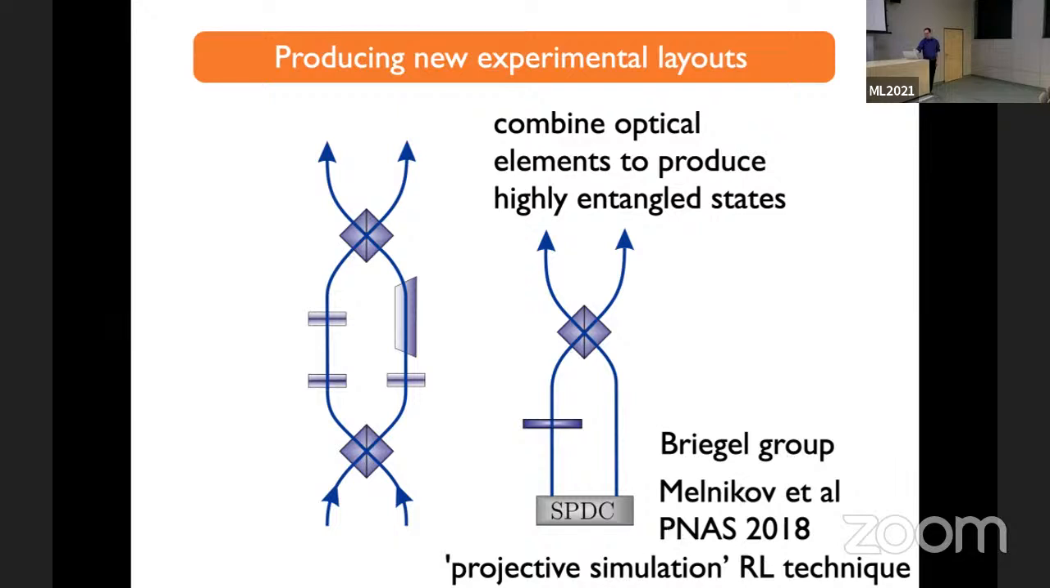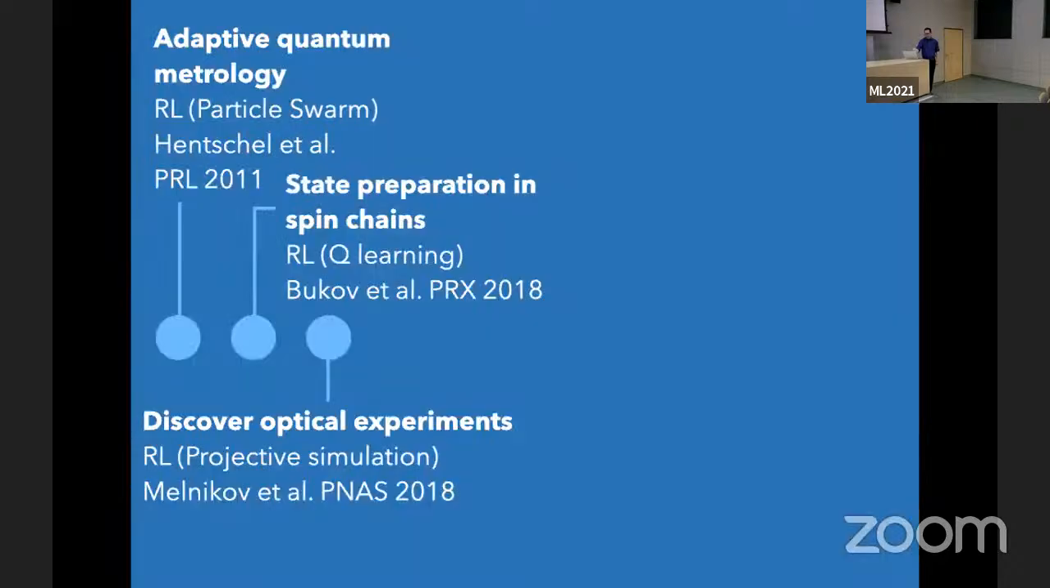They were using not any deep reinforcement learning, but their own so-called projective simulation reinforcement learning technique, which has something to do with random walks inside the agent, so to speak, inside the brain of the agent. Okay, so this was the situation around 2018.